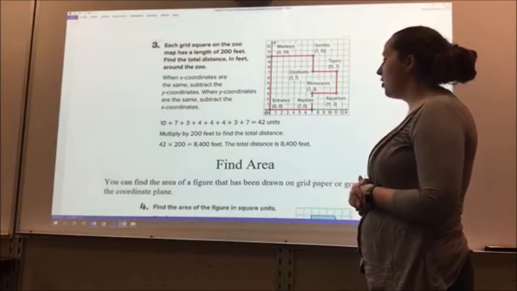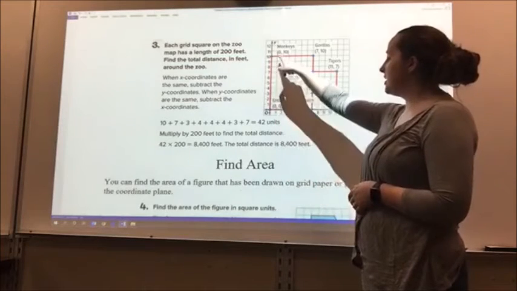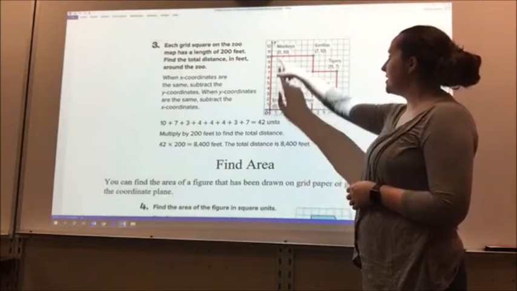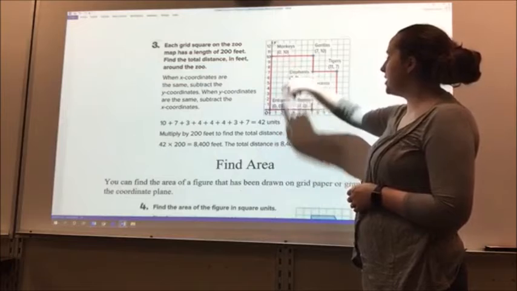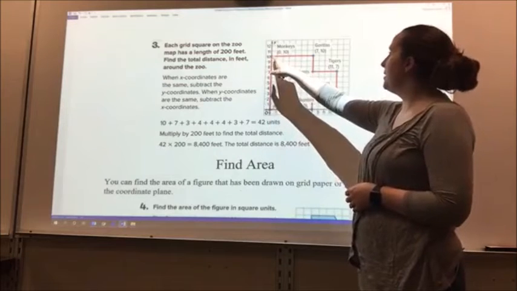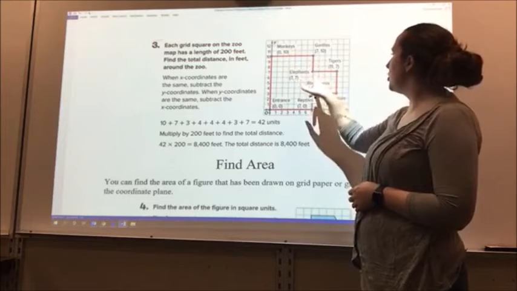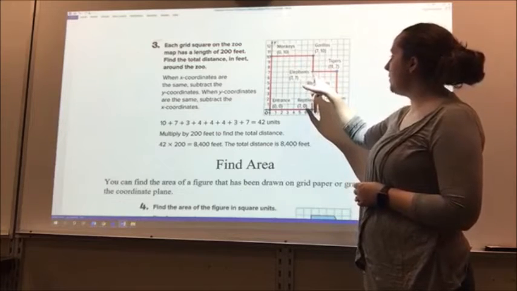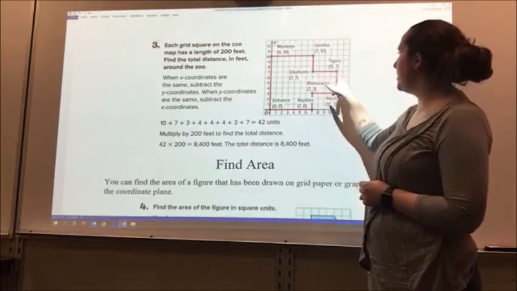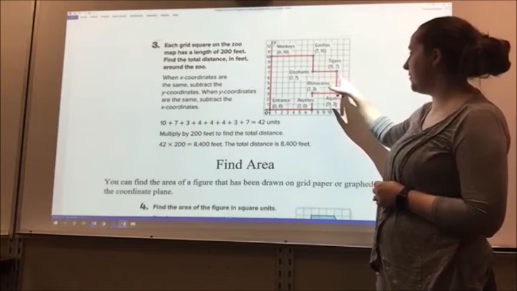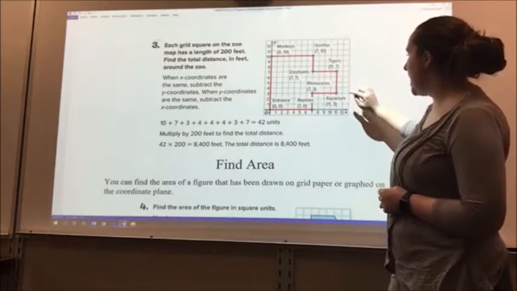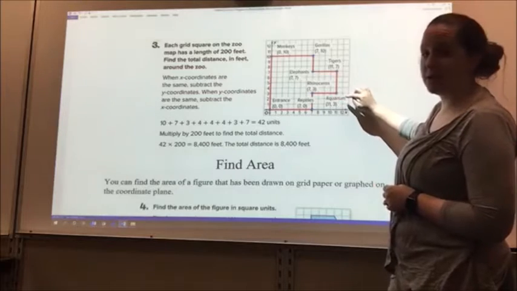So I'm going to go from the entrance to the monkeys. That's 10, because 0 and 0, so 10 minus 0 is 10. Then monkeys to gorillas, 7 minus 0 is 7. Gorillas to the elephants, 10 minus 7 is 3. Elephants to tigers, 11 minus 7 is 4. Tigers to the aquarium, 7 minus 3 is 4.